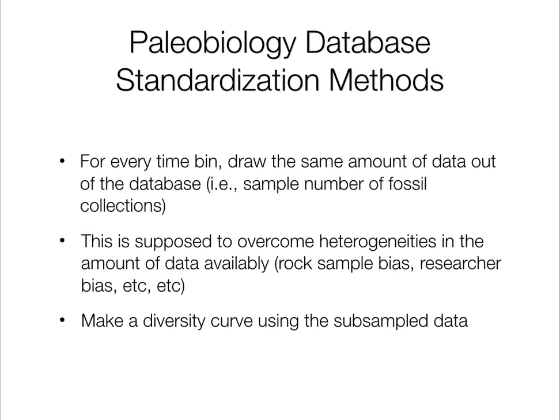So what John Alroy and others did was they took all of this data and decided to standardize it in different ways. One of the ways they standardize it is they said, for every time bin, we're going to take out the same amount of data from the database. So the same sample number, same number of fossil collections, and look at how many species there are in that grab bag of data. This is supposed to overcome heterogeneities in the amount of data available, like rock sample bias, researcher bias, people focusing on time intervals like mass extinctions over others, etc. And then they made a diversity curve using this subsampled data.